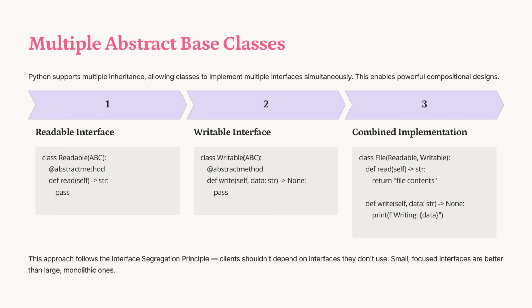Python's support for multiple inheritance allows classes to implement multiple interfaces, enabling compositional designs. For instance, a class can inherit from both readable and writable interfaces, ensuring adherence to the interface segregation principle. This promotes small, focused interfaces, enhancing flexibility and maintainability in software design.